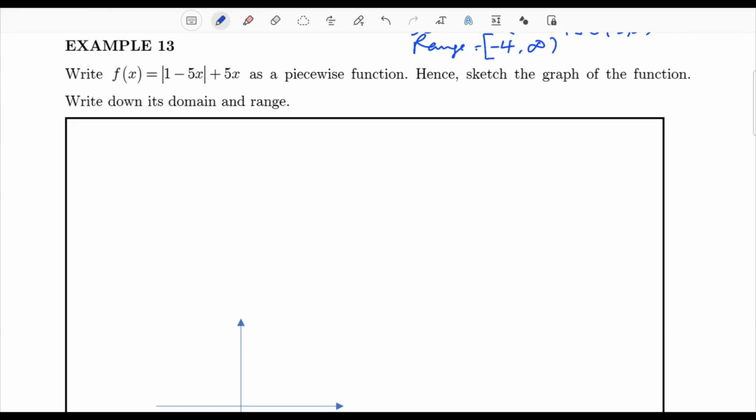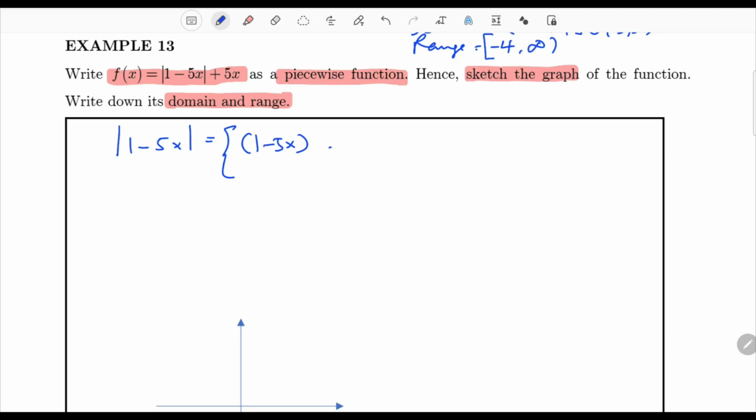Example 13. Write the function f(x) equals modulus of 1 minus 5x plus 5x as a piecewise function. Hence, sketch the graph. Write down its domain and range. So you need to define modulus of 1 minus 5x. By definition, it becomes positive 1 minus 5x if 1 minus 5x is greater than or equal to 0, and negative of 1 minus 5x if 1 minus 5x is less than 0.